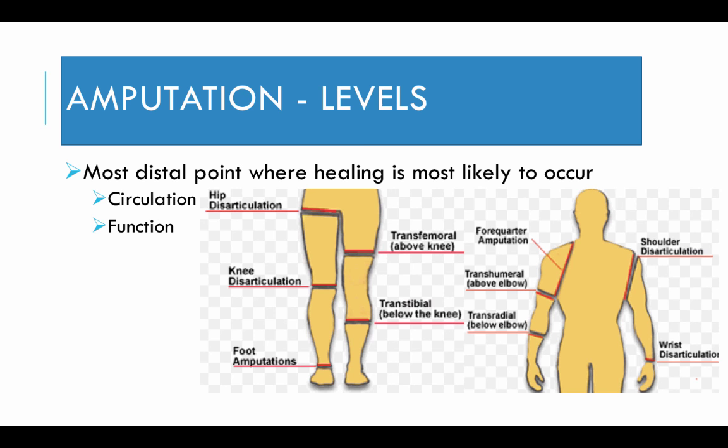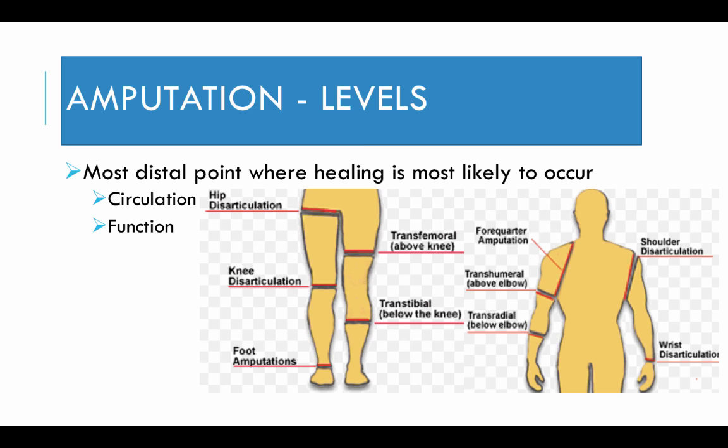Levels of amputations. The goal of the surgeon is to amputate as far down as possible where healing is most likely to occur. They can have foot amputations. If they want to use a prosthetic, they have to look at where they would do the amputation that would best support use of a prosthetic. In the legs, a lot of times they'll do a transtibial, which is a below the knee amputation, and that can very easily support a prosthetic, or an above the knee amputation. They can also do disarticulations where they cut it off at the joint.